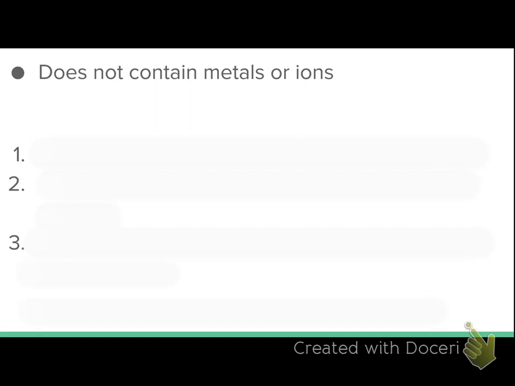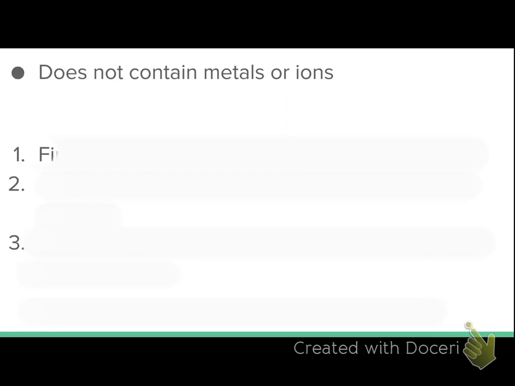If it's covalent, it does not contain any metals or ions, meaning it's all nonmetals. So thinking on your periodic table, you're looking off to that right side of your staircase. So it's important for you to be able to identify what's a metal, what's a nonmetal, what's an ion, because it's only going to contain nonmetals.